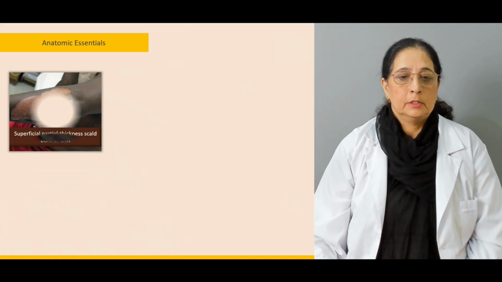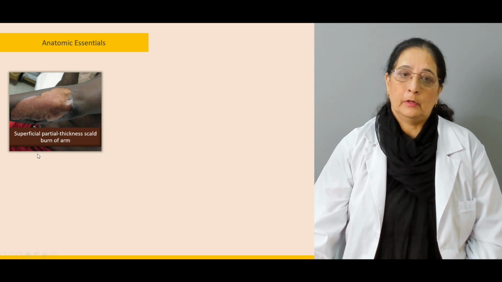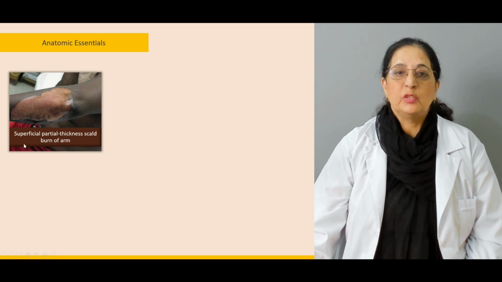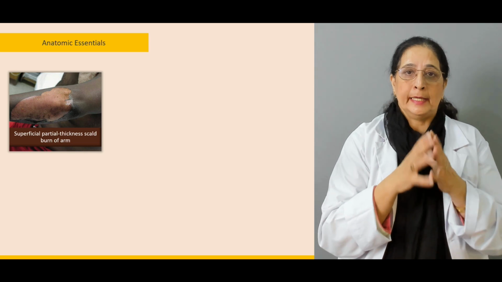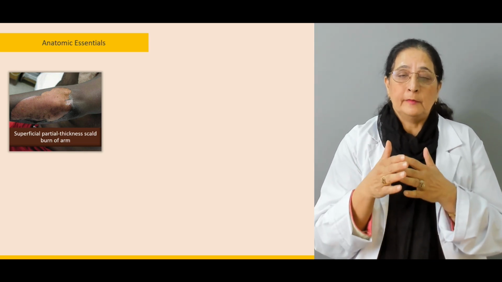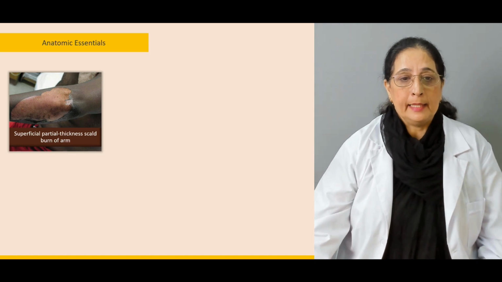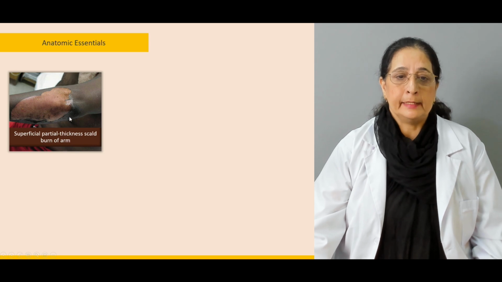Next is the superficial partial thickness scald burn of the arm. You can see the burn of the arm, and it's superficial partial thickness. Partial thickness, we know it's the second degree burn, so it involves the epidermis and the dermis layer of the skin, and that's the picture of the superficial partial thickness burn.